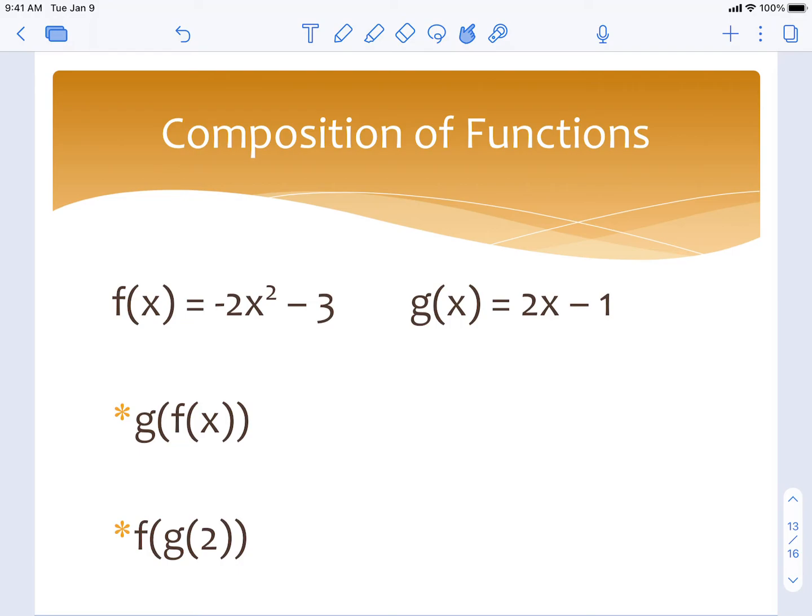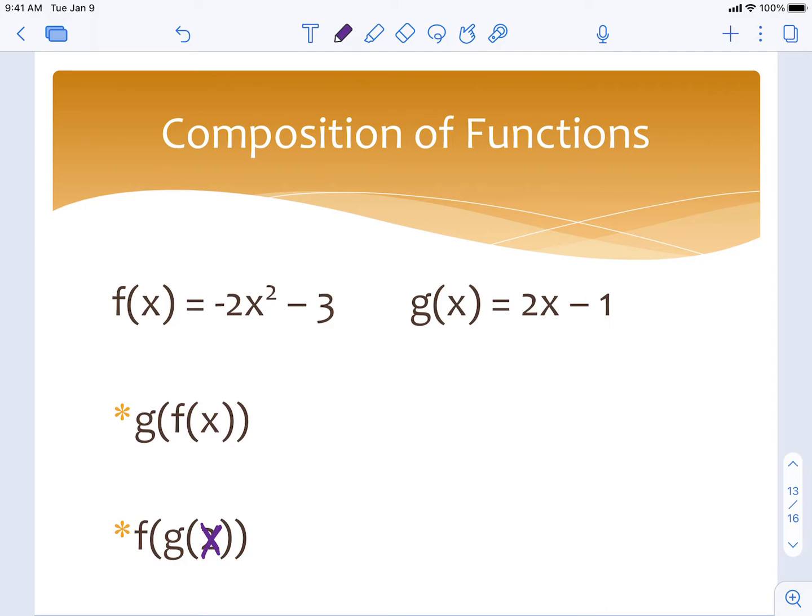All right, compositions of functions. Now, this one's got a typo on it, and the key has a typo too. If you look at the key, the answer to this one is listed down here, and the answer for this one is listed up here. They got switched around somehow. Okay, so g of f of x.